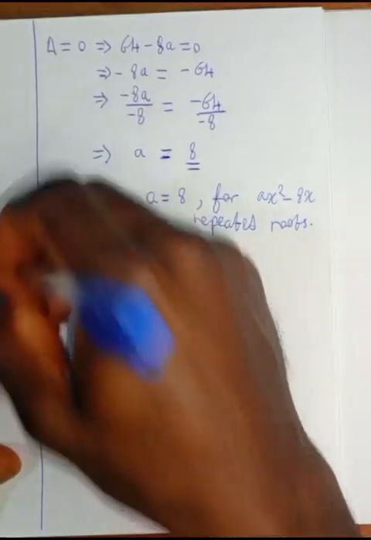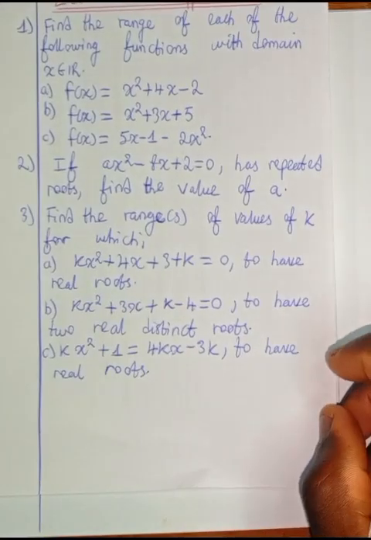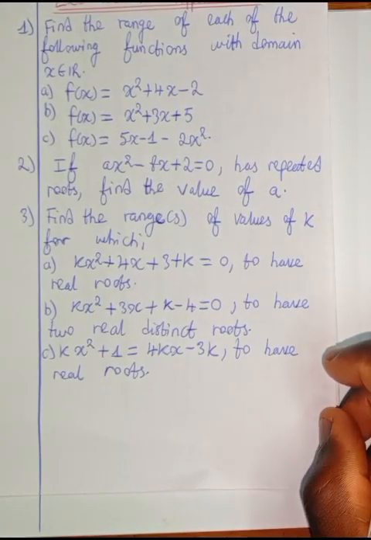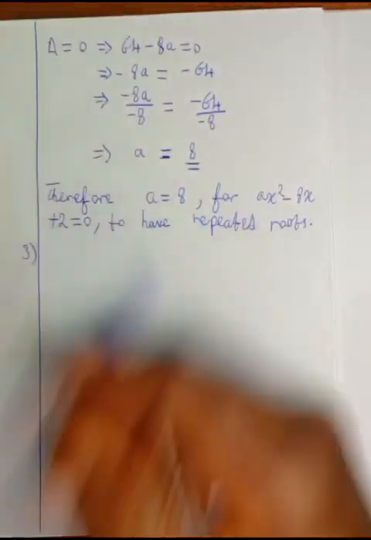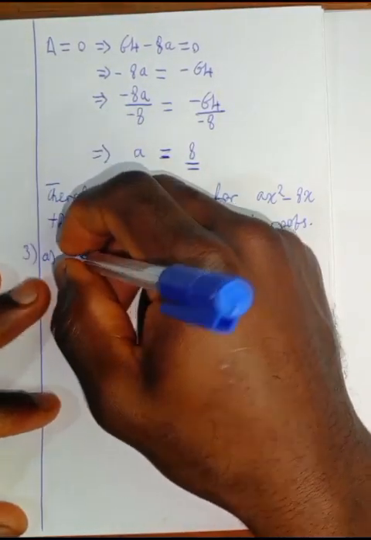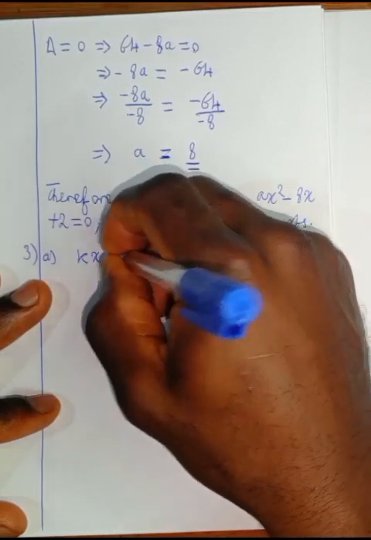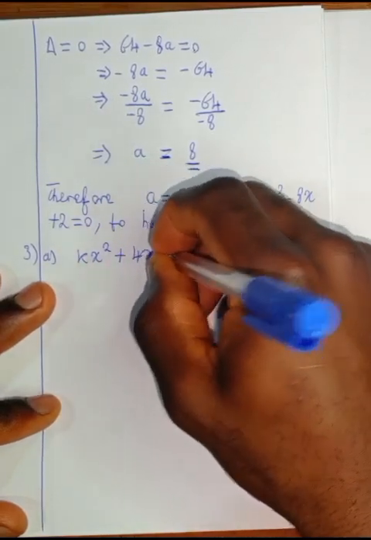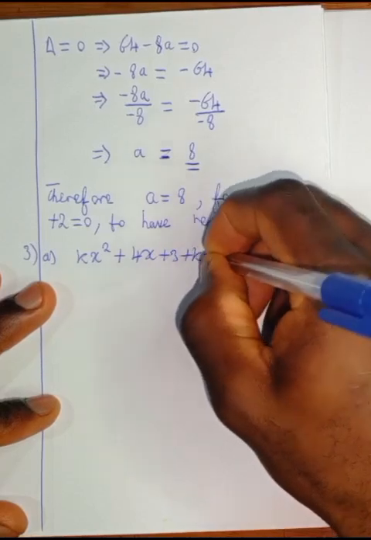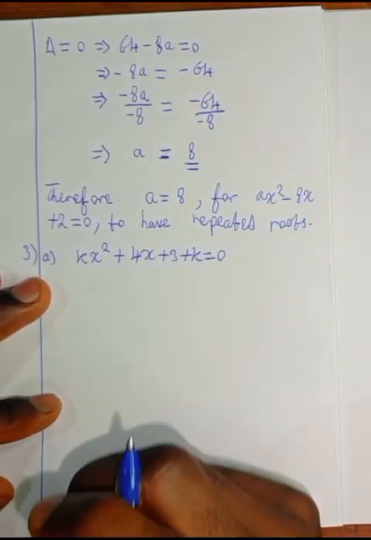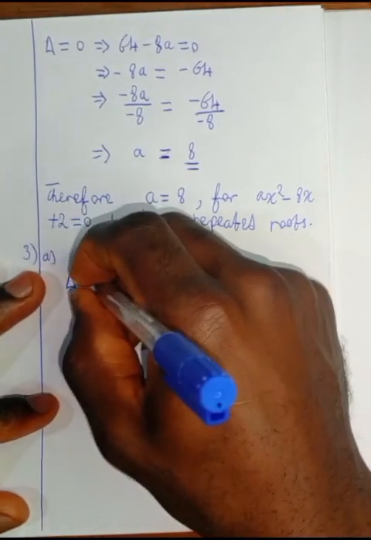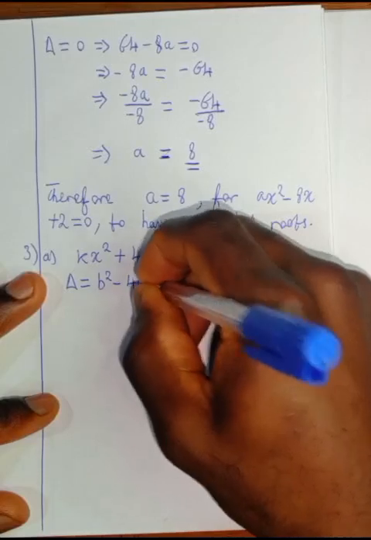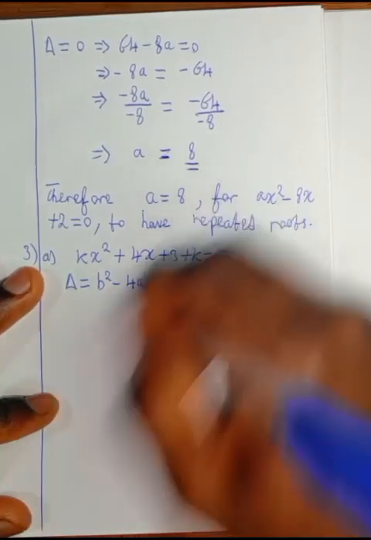We go now to question 3. Question 3 says find the range or ranges of values of k for which kx squared plus 4x plus 3 plus k equal to 0 has real roots. We know firstly for a quadratic equation to have real roots, that means the discriminant, which is given by b squared minus 4ac, must be greater than or equal to 0.